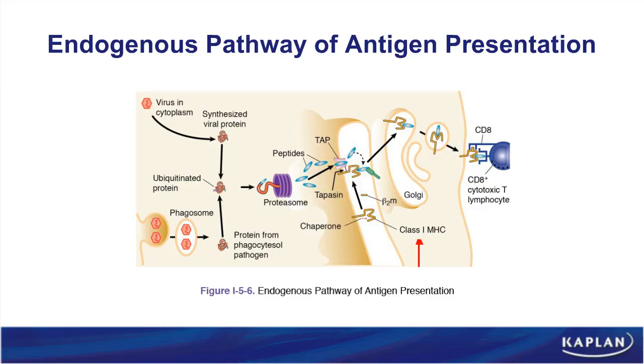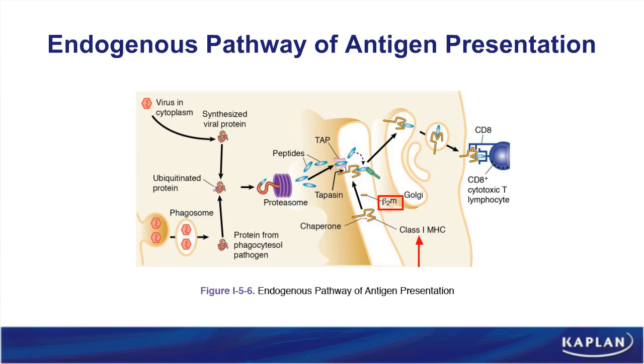Class 1 is notoriously bad at being folded properly. It requires that beta-2 microglobulin that Dr. Ali talked about earlier, but it also likes to have peptide within that peptide binding groove in order to be in the proper conformation to actually present to cytotoxic T cells.